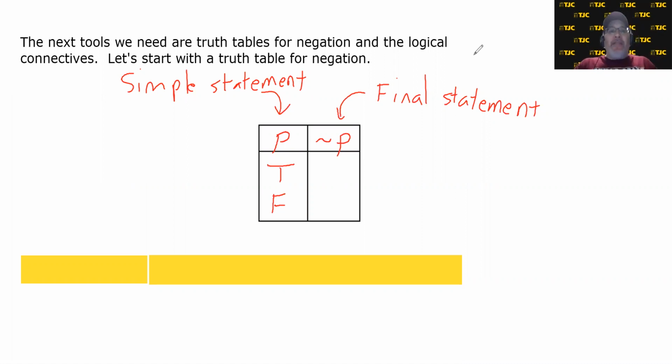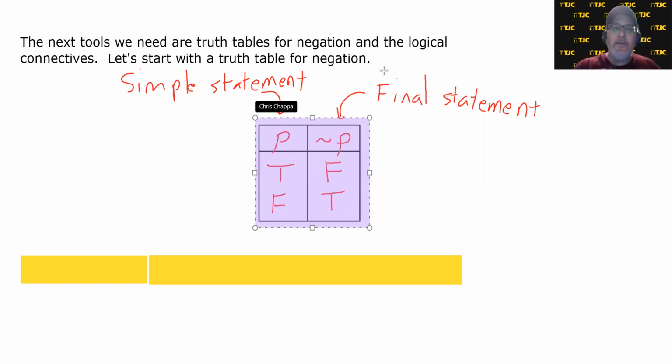All right. Now that we have all the possible truth values of the simple statement listed, we need to ask ourselves, what's the truth value of the final statement, negation of P? Well, recall that the definition of a negation of a statement is a corresponding statement with the opposite truth value. So if a statement is true, its negation must have the opposite truth value, which is false. And if a statement is false, then its negation must have the opposite truth value, which is true. This is the truth table for negation. You can memorize it, but I would rather you understand it.